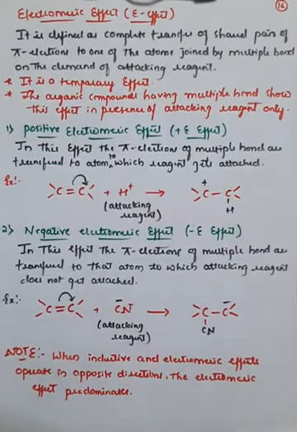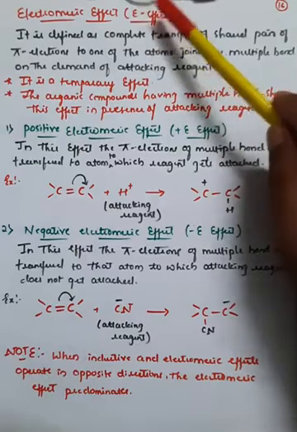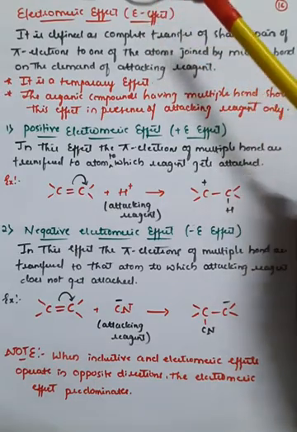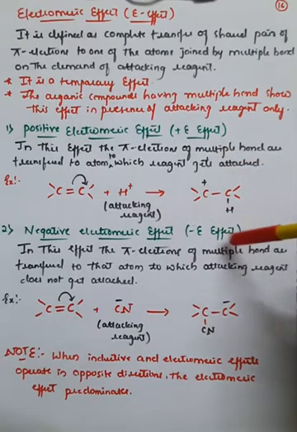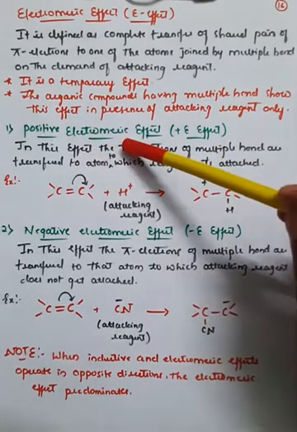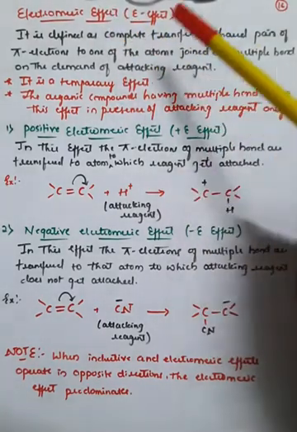So after the inductive effect and resonance effect, there is one more important third type of effect, that is called the electromeric effect. The electromeric effect is also called the E effect. Here also there are two types of electromeric effect. One is the plus E effect, the second one is the minus E effect. That is called the positive electromeric effect as well as the negative electromeric effect. Right? So for the electromeric effect, we'll see the definition.